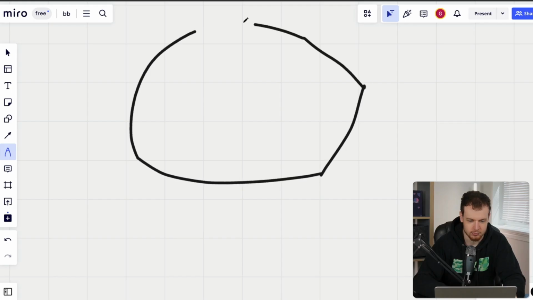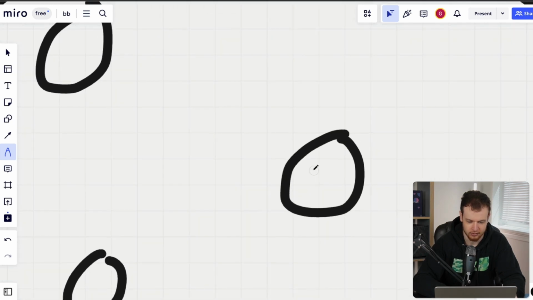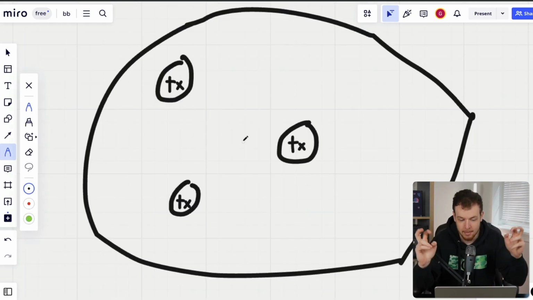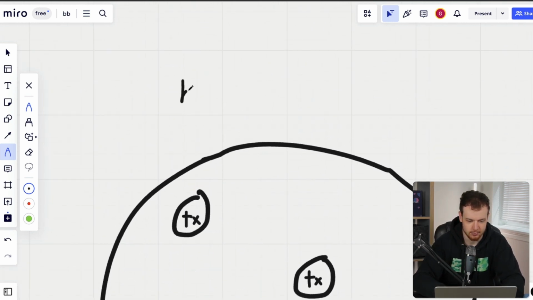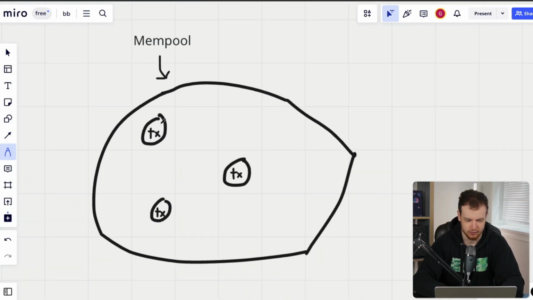So let's imagine the mempool as literally a pool of just transactions. So let's say we have all these different circles here, and each circle here is a transaction. So we have a pool here. This is our mempool. Let me just write it out. So we've got our mempool here, and it has a few transactions sitting in it.